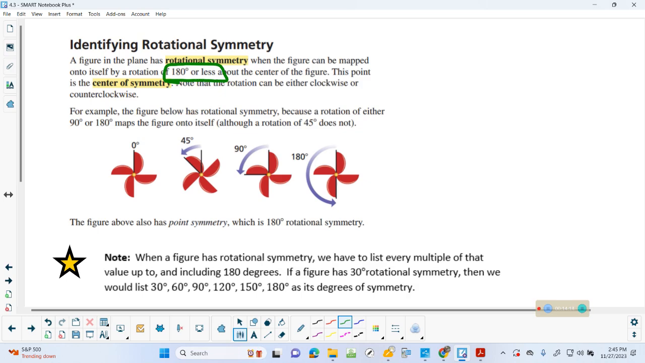So if you look at the picture, here's the starting one. Clearly they're showing you 45 degrees wouldn't work on that, because if you spin it 45, it's not the same picture. But they spun it 90 degrees, they spun it 180, and you do end up with the beginning original picture. So this, of course, we would say has a rotational symmetry of 90 and 180. Like we said, anything up to 180 is as far as you need. Catch this note: if a figure has rotational symmetry, we list every multiple up to and including 180. So if it's 30, you're going to list 30, 60, 90, 120, keep adding 30, 150, 180, and you can stop at 180.